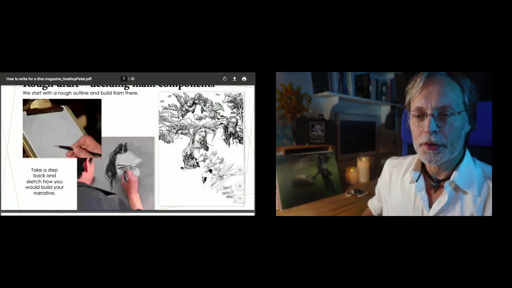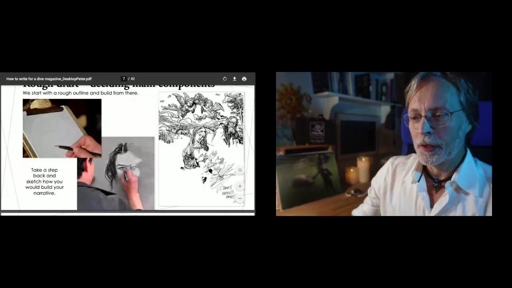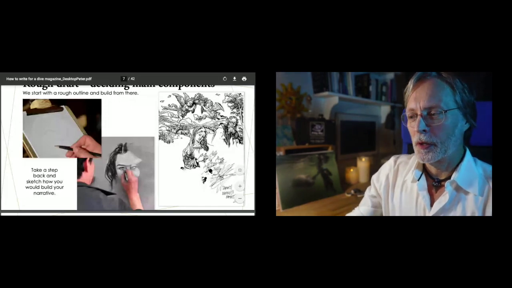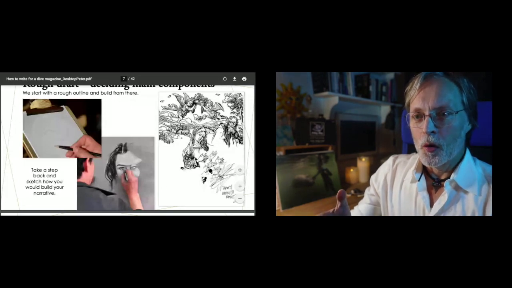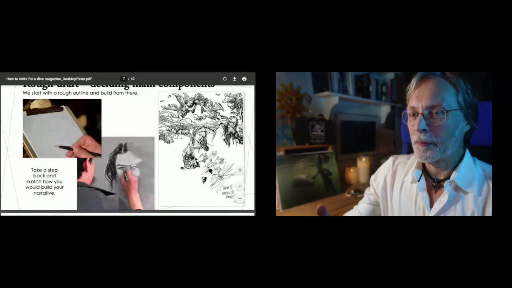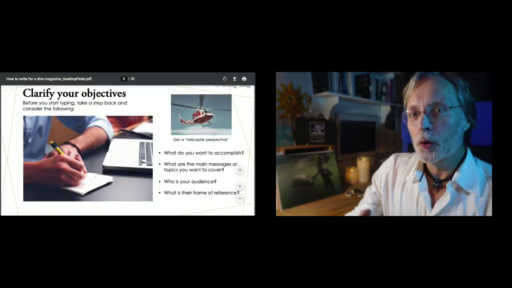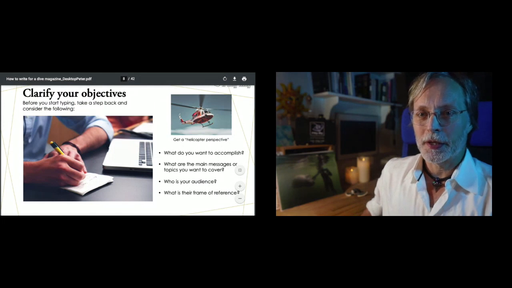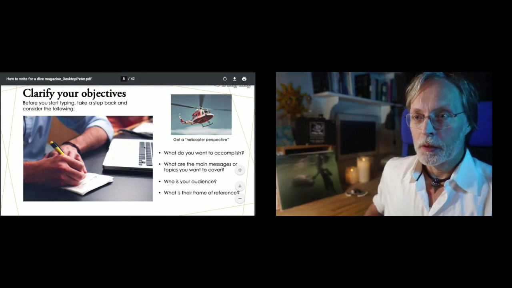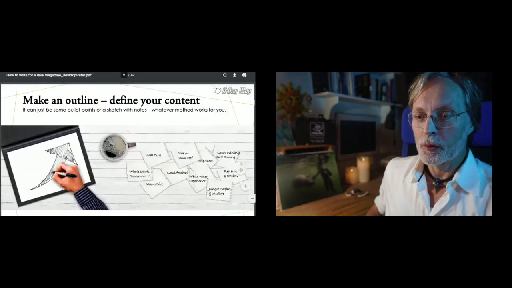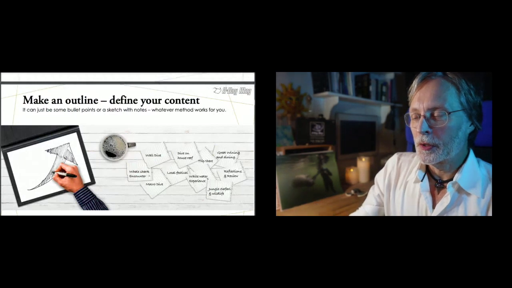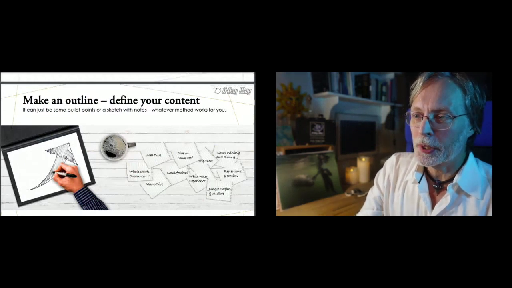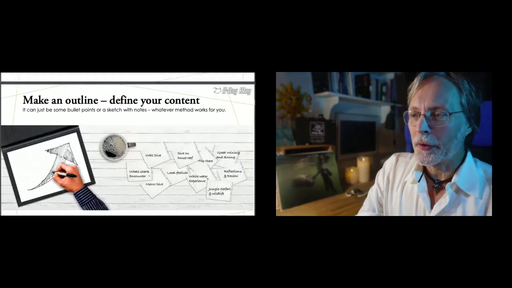First, before we start to type, we should take a step back, in what I call the helicopter perspective. And first, consider: what do we set out to accomplish? What are the main messages or topics we want to cover? Who is our audience, and what is their frame of reference? Then we make an outline, which can just be some bullet points or a sketch with notes. This little drawing pretty much also illustrates, just by chance, the way I tend to work. I jot down ideas on pieces of paper, elements of the stories, different components, and I take notes on my iPad.